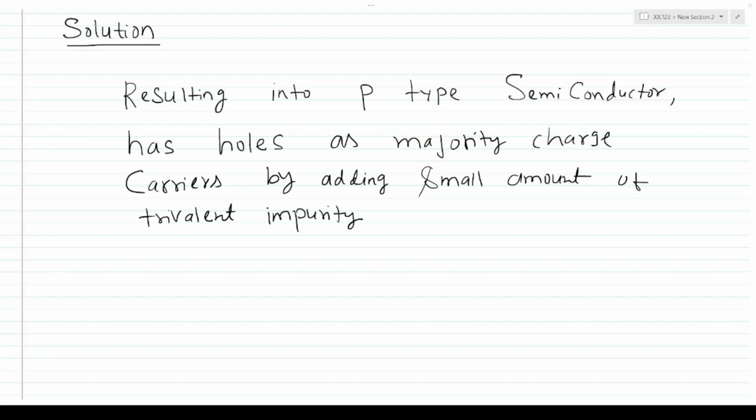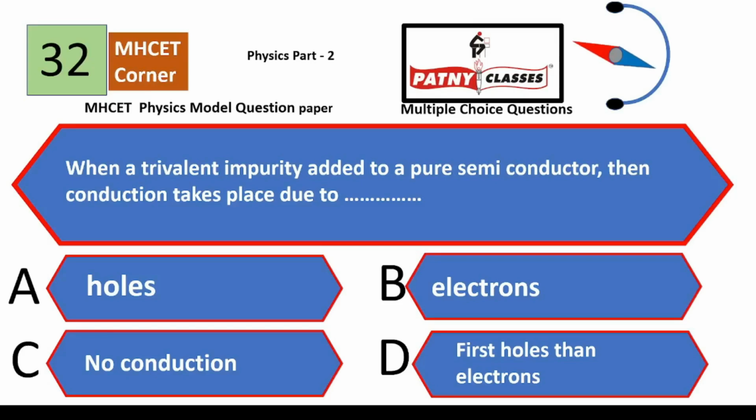Here is the solution. Whenever a trivalent impurity is added to a semiconductor, resulting in p-type semiconductor, it has holes as majority charge carriers when we add a small amount of trivalent impurity. Therefore, option A is correct option, so we lock option A.